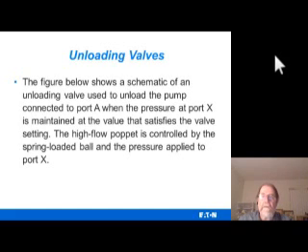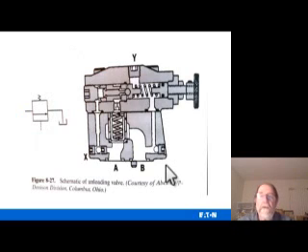Unload valves. The figure below shows a schematic of an unload valve used to unload the pump connected to port A when pressure at port X is maintained at the valve that satisfies the value setting. The high flow poppet is controlled by the spring-loaded ball and the pressure applied to port X. Okay, so here's port X. It's coming in here, and this is a schematic of how it works. Okay, and this is how you adjust it.